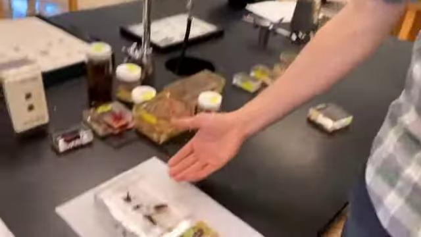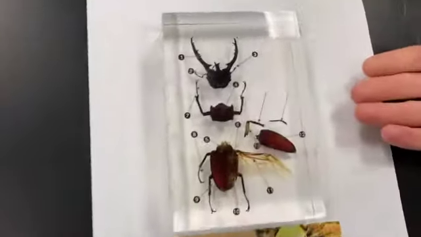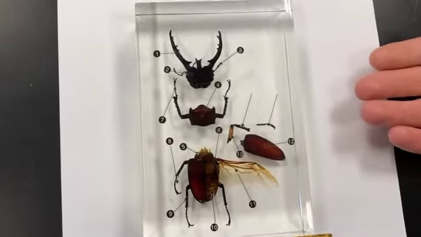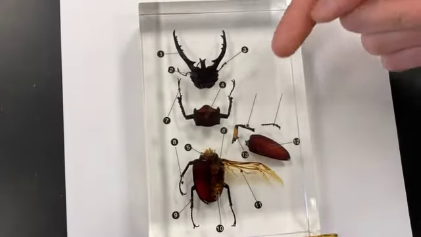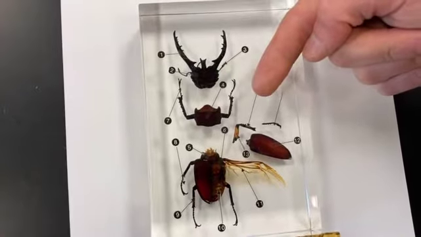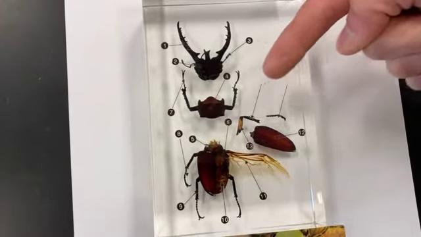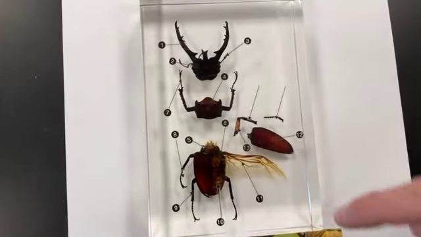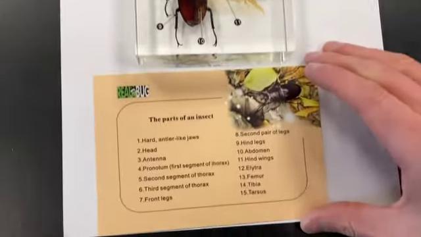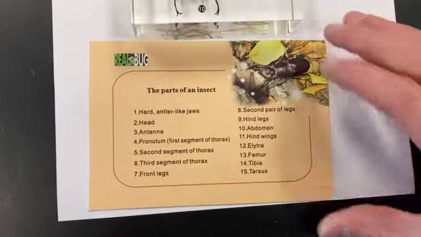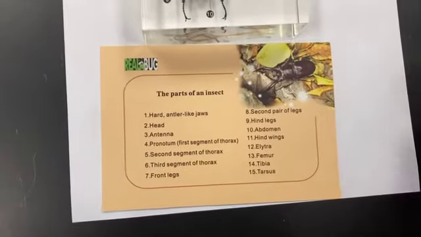From there, we're going to move on to taking a look at the actual body plan of an insect. So here we have a pre-dissected insect for you. It has parts labeled 1 through 15. Of course, for some reason, 14 and 15 are not labeled. So 14 and 15 are not labeled here. But we do have the corresponding parts in this sheet.